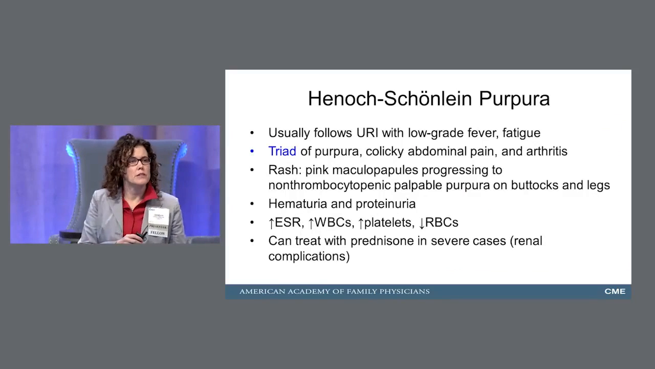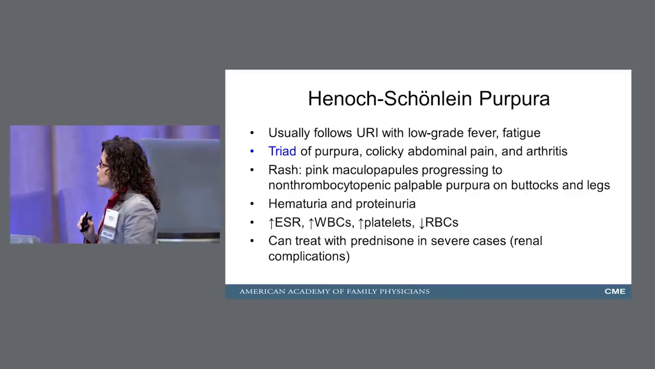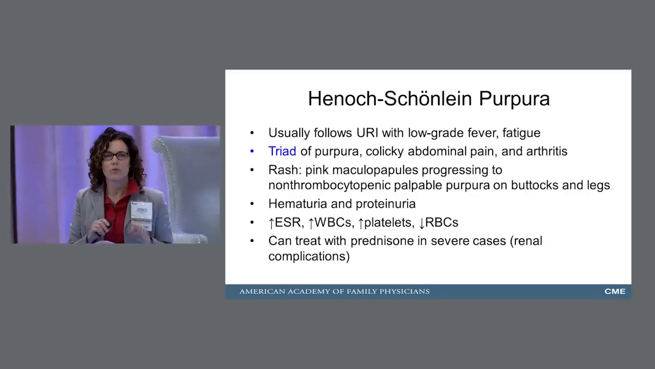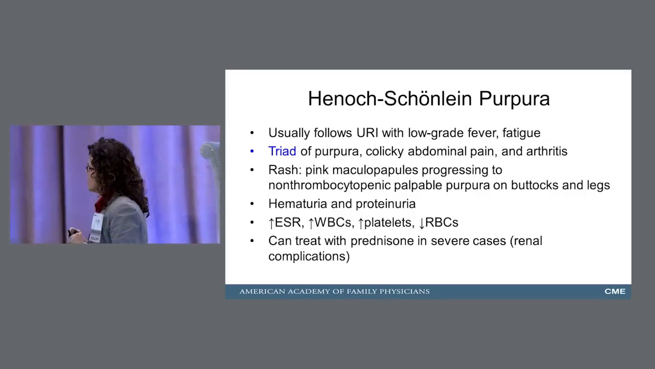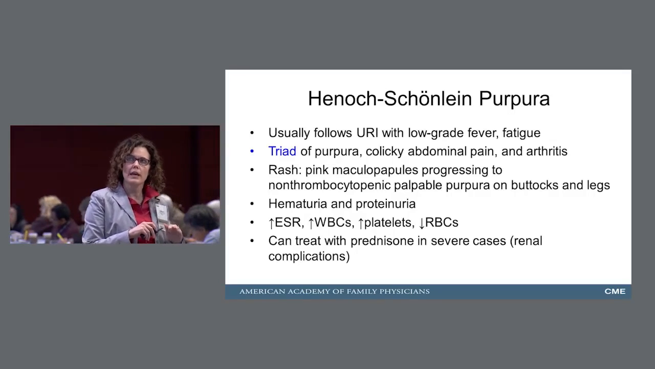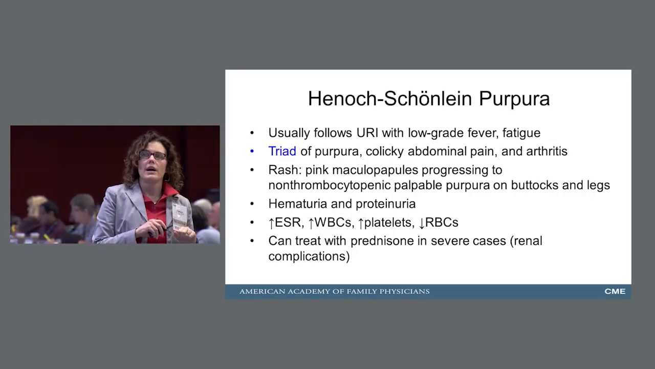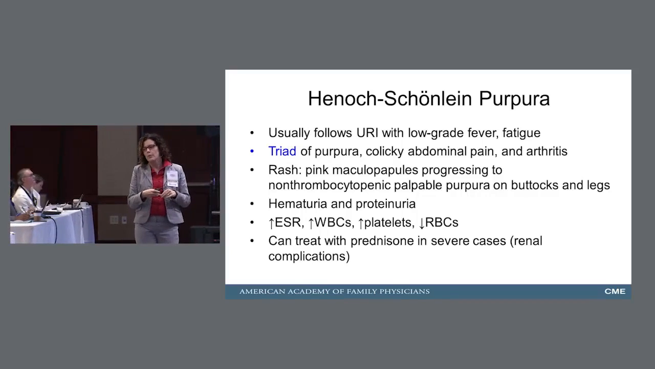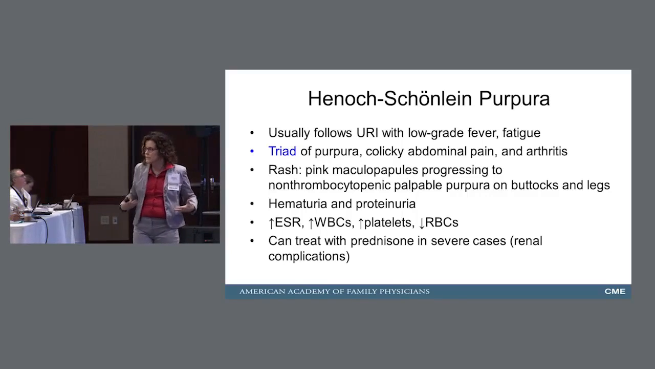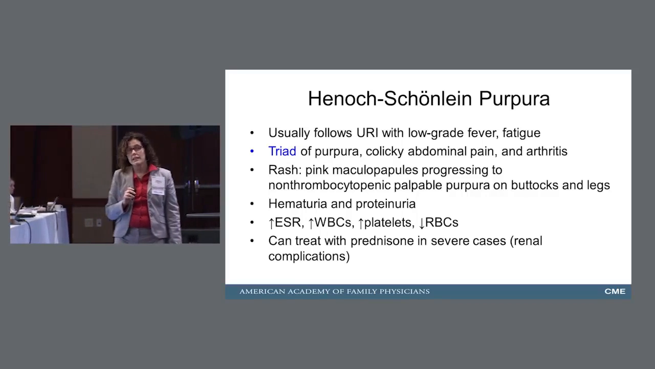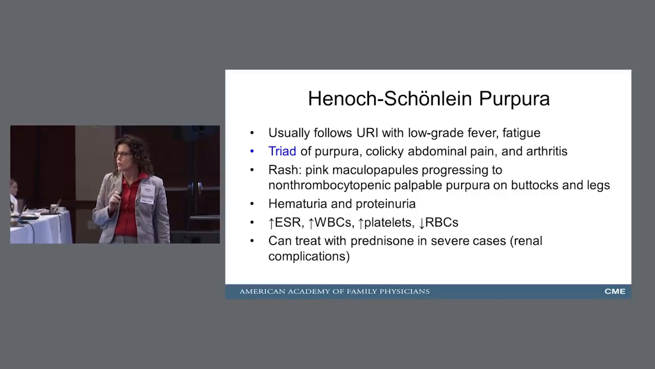HSP, because my German is really no good at all, follows a URI with low-grade fever, fatigue, and so the classic triad, and again, on the boards, they're going to give you the classic presentation. This will be a child who had a URI and now has purpura, colicky abdominal pain, and arthritis. So the rash is, again, maculopapular rash, our favorite, progresses to palpable purpura on the buttocks and the legs, so it's the lower half of the body. You get hematuria, proteinuria, increased sed rate, white count, increased platelets, and if you have renal complications, you can treat with prednisone.